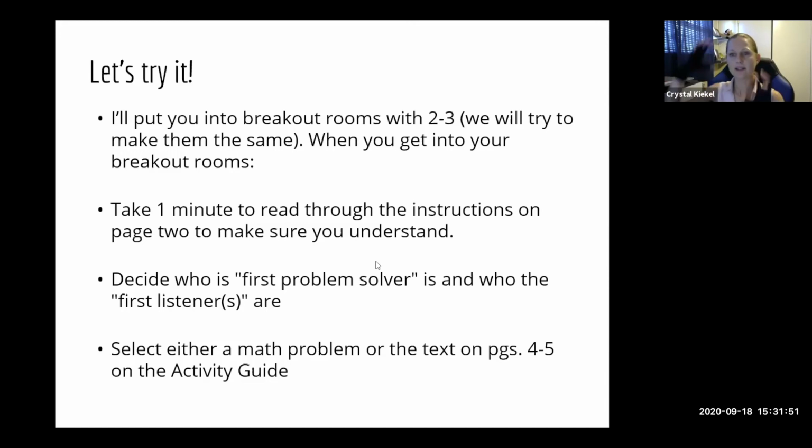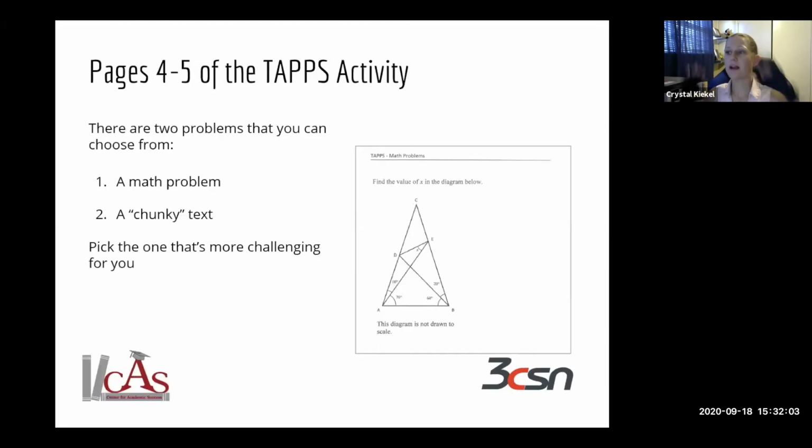So you're going to select one of 2 problems, either a math problem or a pretty heavy text, and you'll find those on pages 4 and 5 of that activity. Okay. So on pages 4 to 5, there's a math problem. And then on the very last page, there's what we call a chunky text. It's actually an excerpt from the Tao Te Ching by Lao Tzu. So pick the one that's more challenging for you. Whatever it is for you, pick the one that's going to be a little bit harder for you so that you can demonstrate or think out loud without it being too easy or too automatic.